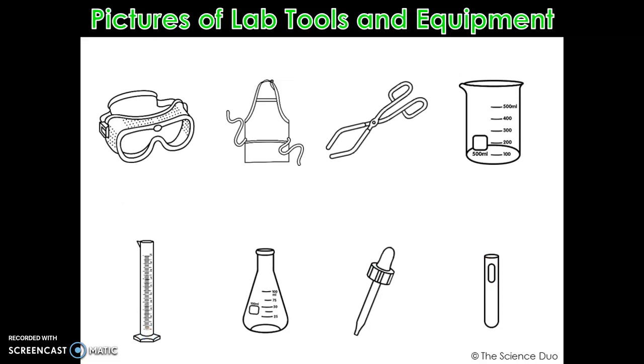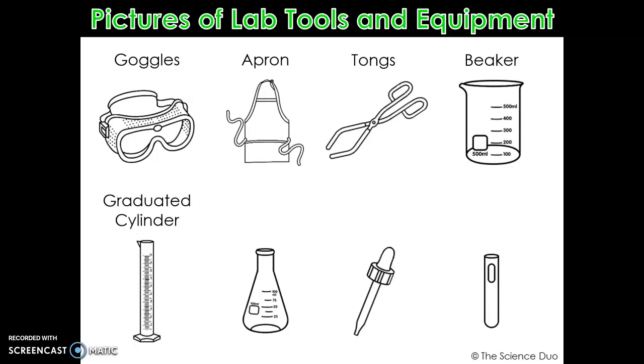So here we have a few pictures of different lab tools. Move this up here out of the way. And we just need to know what each one of these are and what their functions are. So I'm going to pull the name up of each of them, and then on the next slide we'll talk about the functions. So this first one we have our goggles. Then our apron, tongs, beaker, graduated cylinder, flask, also known as Erlenmeyer flask, dropper, and test tube.